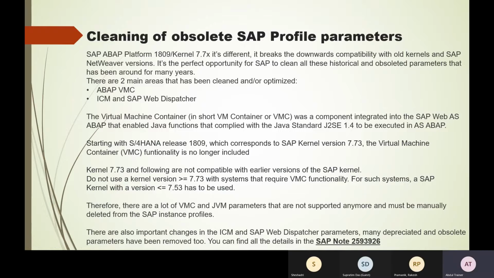There are also some important changes in the ICM and the web dispatcher parameters. So if you need more details, then you can go to this SAP note. You will see that some of the profile parameters are removed in the S/4HANA version. So this is SAP note 2593926.